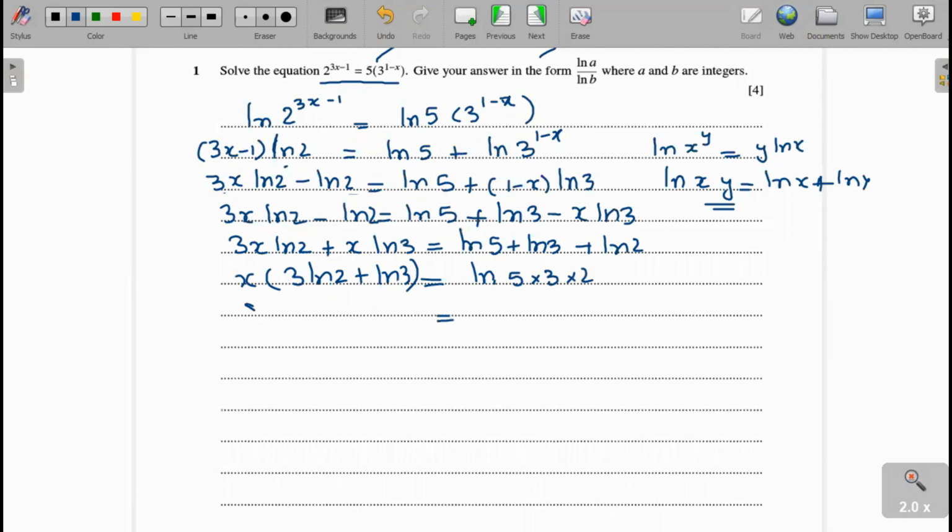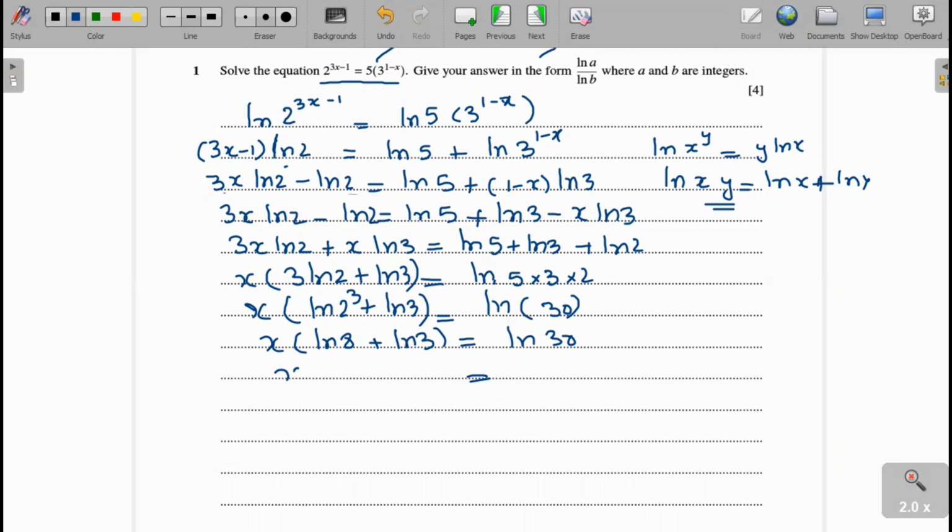And here 3 ln 2 can be written as ln 2^3. Now we use the exponent rule in this: the coefficient becomes the power. So ln 2^3 plus ln 3 is equal to ln 30. Now that value becomes ln 8 plus ln 3, and this equals ln 30. Therefore, ln 8 plus ln 3, we use the product rule.